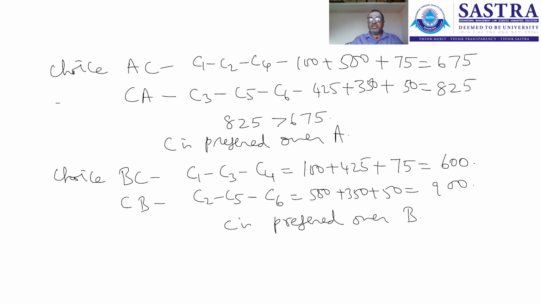You can see that 900 is greater than 600, and therefore you say that C is preferred over B. So when I compare B and A, B is preferred. When I compare C and A, C is preferred. And when I compare C and B, C is preferred. So obviously C would be the winner.